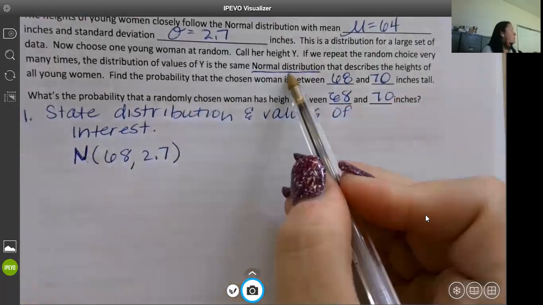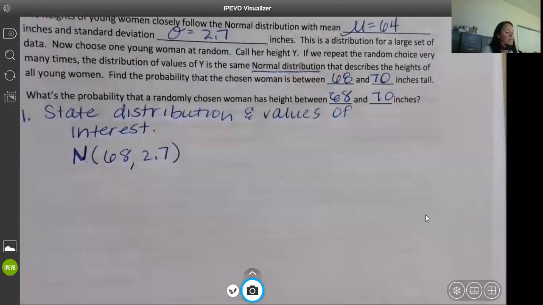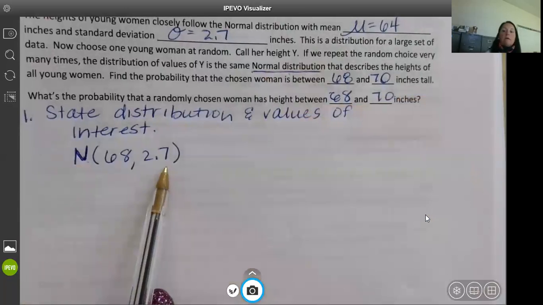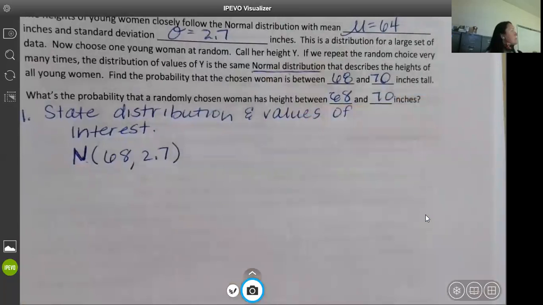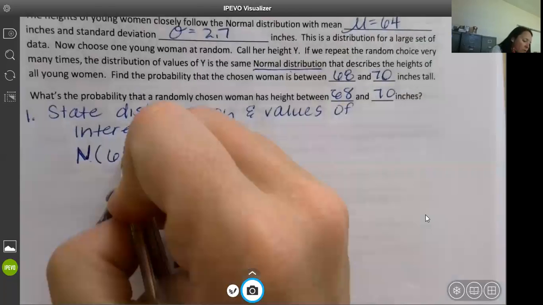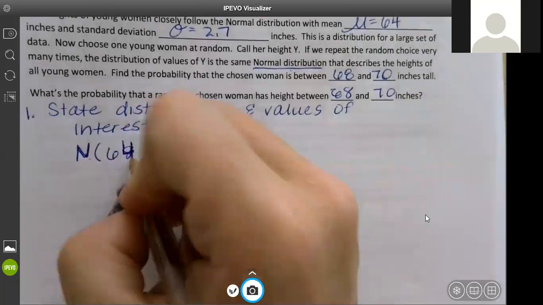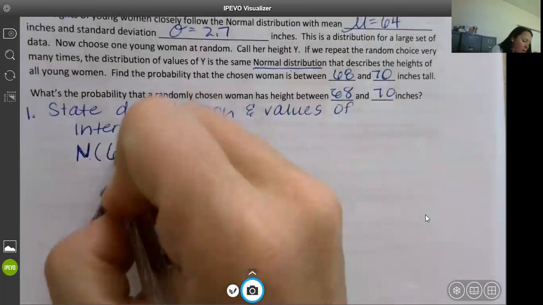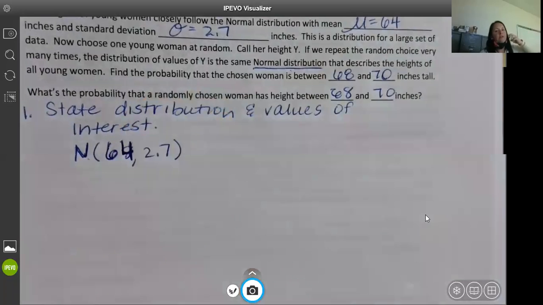N represents normal distribution. Might want to write that down. What are these two numbers? Zoomers, what are these two numbers? 68, no, not 68, 64. It's the mean and standard deviation. That's why I was confused. I know why you're choosing 68. Yep. Just yell at me. 64 and 2.7 are your mean and your standard deviation.